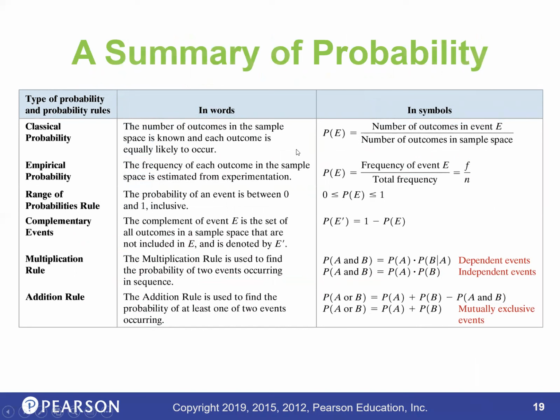Summary so far: remember, classical probability is things that we think about like rolling a die or cards. Empirical probability is things that are happening in nature, or the sales example that we just did. Probability is always between 0 and 1. 0 means it's impossible to happen. 1 means it's certain. Here's your complement: you subtract from 1 to get the complement of the other thing happening.